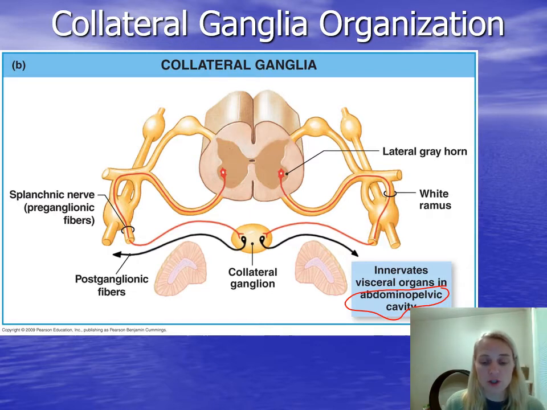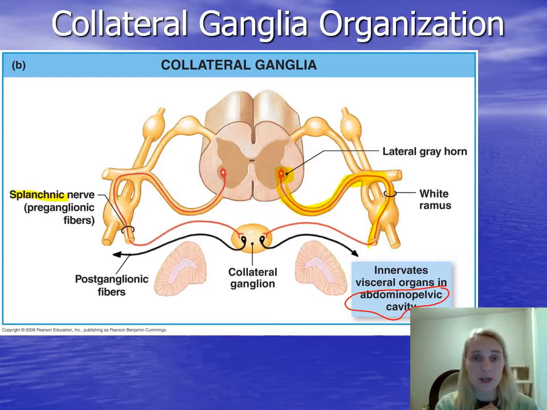Let's follow our journey. So we'll start in our lateral gray horn. So that's all the same. We haven't changed that. Preganglionic neuron goes out our anterior root, spinal nerve, white ramus, that's all the same. But here's where we see a major difference. We are not synapsing in the chain ganglia, we are bypassing that chain ganglia. So we are going to go out what's now called a splanchnic nerve.